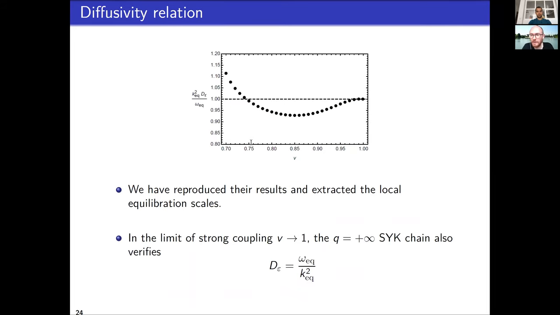So now what we've done is we've reproduced the results and extracted the local equilibration scales, exactly like we're doing for Reissner-Nordström and for the axion black hole. And when you plot the results, you see the same feature of this ratio going to unity as temperature goes to zero, in this region here. So that relation that I was mentioning before between the diffusivity and the scales that govern the breakdown of hydrodynamics also turns out to hold in these SYK models.